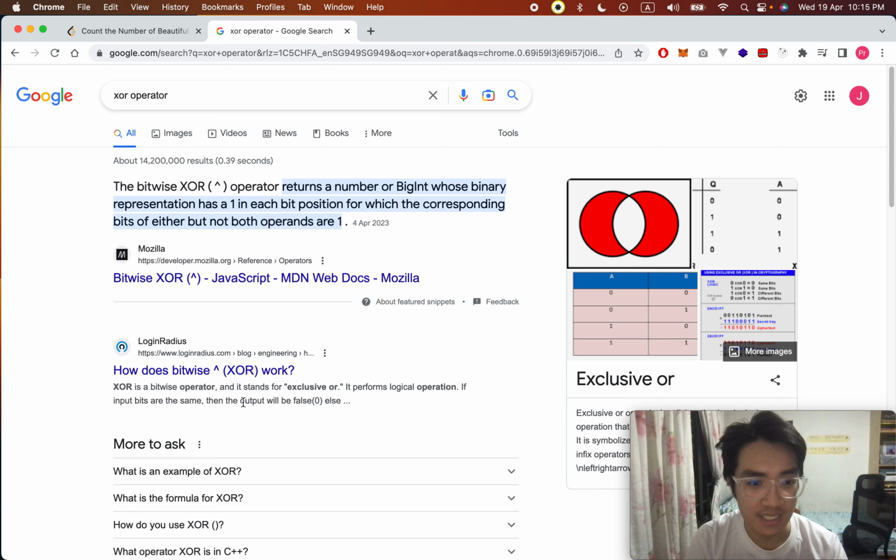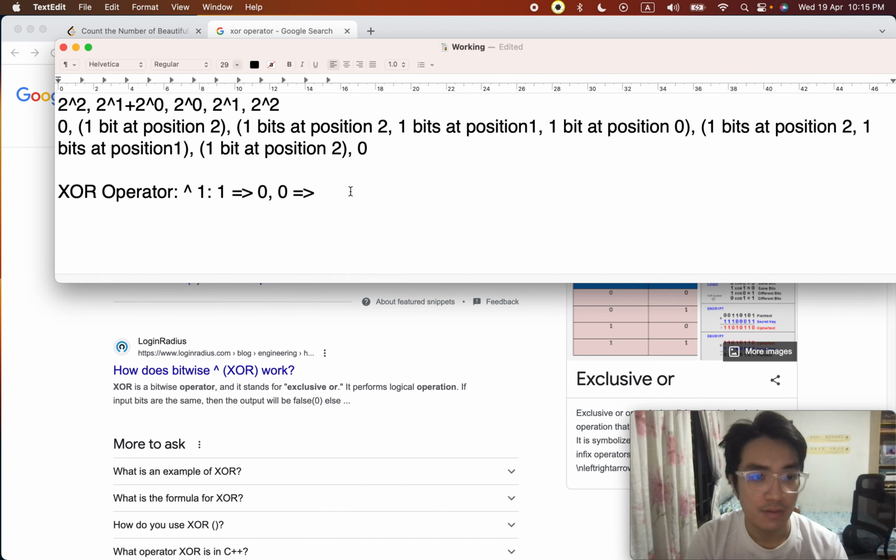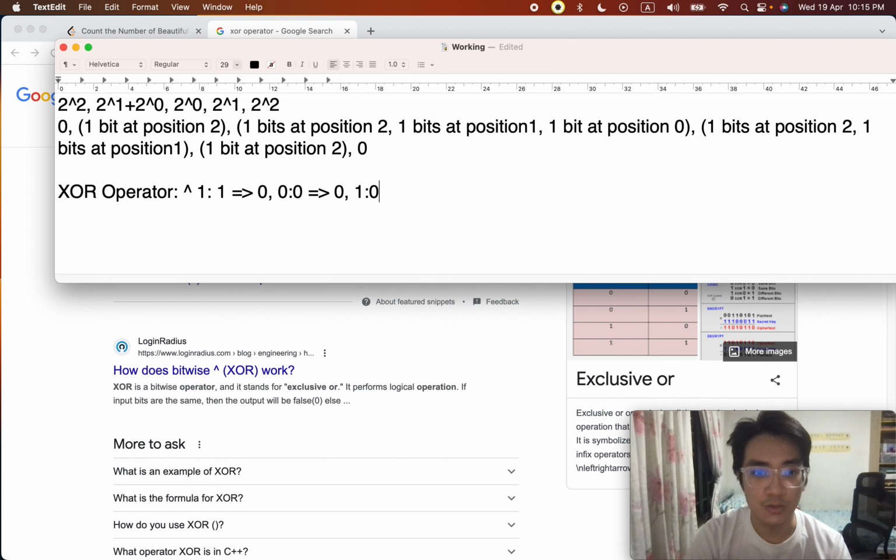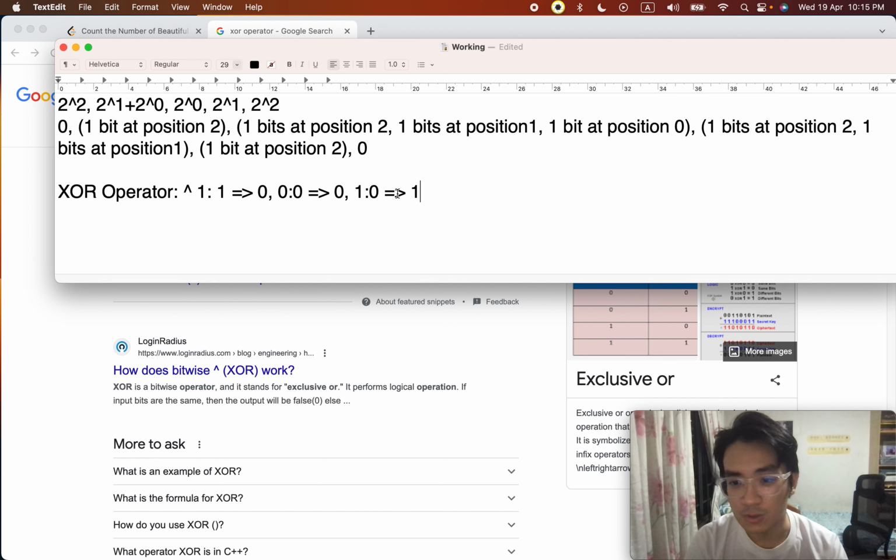Okay, so if input bits are the same, then it will be 0. If it's 0, 0, then it will be 0. But if it's 1, 0, it will be 1. Okay, so sorry about that.